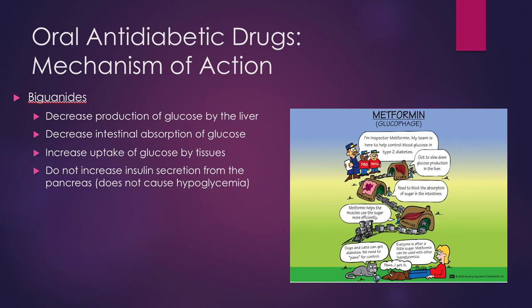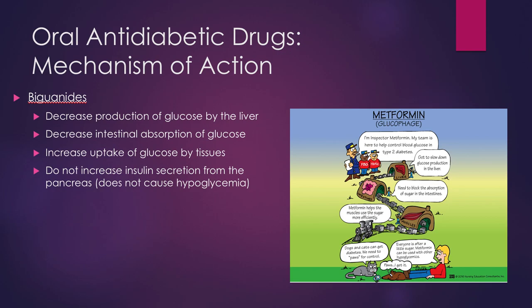Okay. All right, biguanides, the very first medication we're going to put them on, metformin, which is marketed under the brand name Glucophage. Biguanides do several things. The one thing that they don't do is cause your pancreas to secrete insulin. So because of that, they won't cause hypoglycemia.